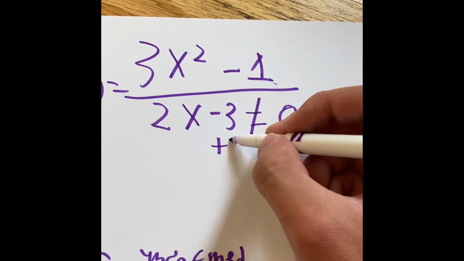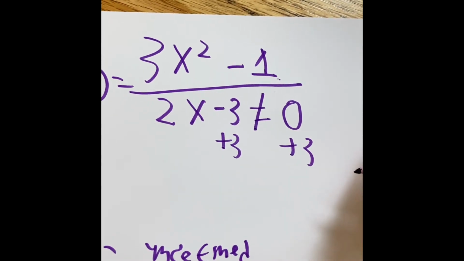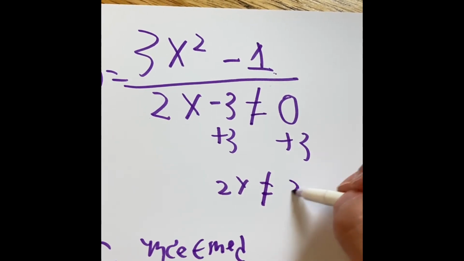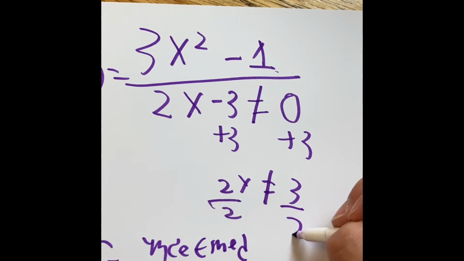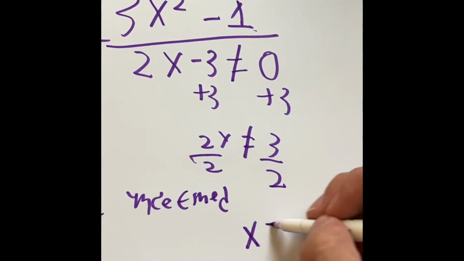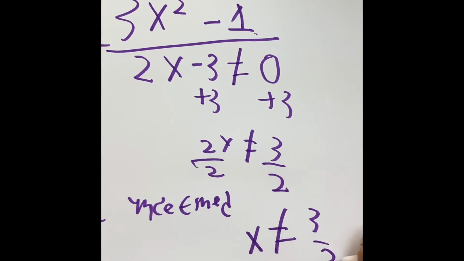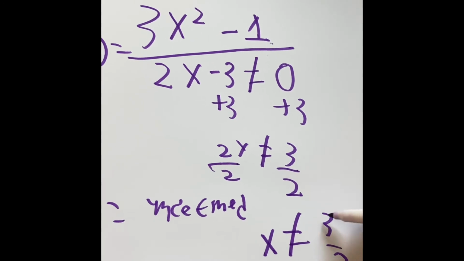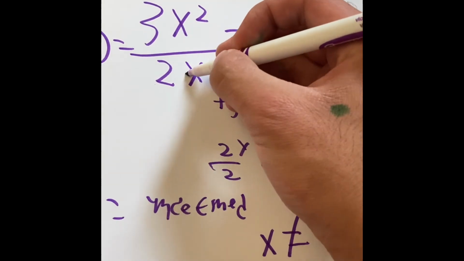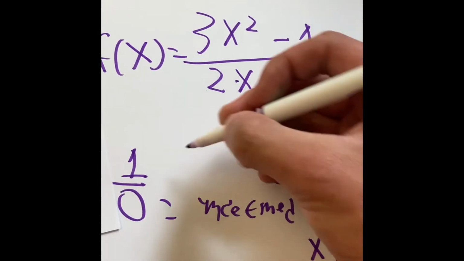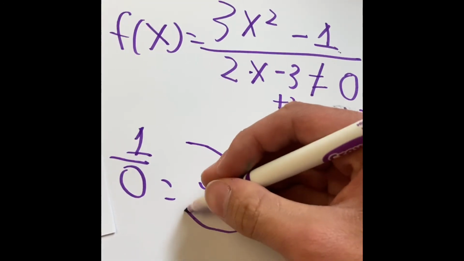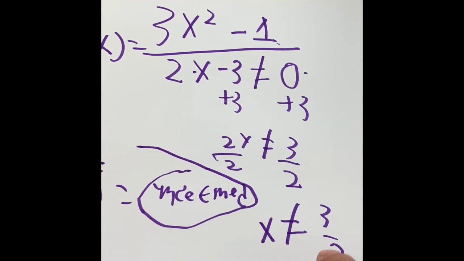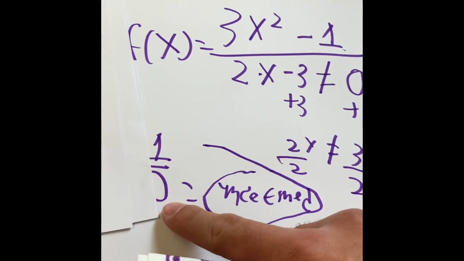So, if we add 3 to this side and add 3 to this side, just like we did in the radical functions, we get 2x can never equal 3. And when we get x alone, we're going to get x can never be equal to 3 over 2. So that tells you what number not to insert in for x. That tells you if you insert 3 over 2 in for x, then your denominator will become a 0, and your answer will blow up and become undefined. So doing this method will prevent you from putting in a number that will drive you to 0.